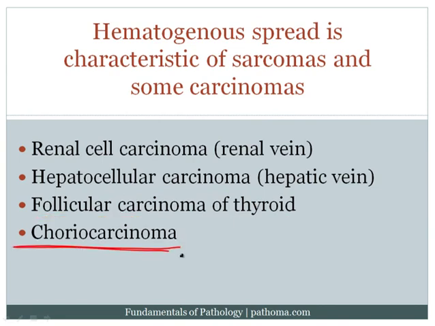Choriocarcinoma is really easy to remember because what is choriocarcinoma? Choriocarcinoma is a malignancy of placental tissue, in particular the cells that line the villi of the placenta, and those cells are called trophoblasts. So choriocarcinoma is a malignancy of trophoblasts. And guess what trophoblasts are designed to do by their nature? They're designed to find a blood vessel and invade into the blood vessel. In fact, that's the job of the placenta. So I don't think it's too hard to remember that choriocarcinoma is going to go into the blood and spread hematogenously, because that's what those cells are programmed to do to begin with.